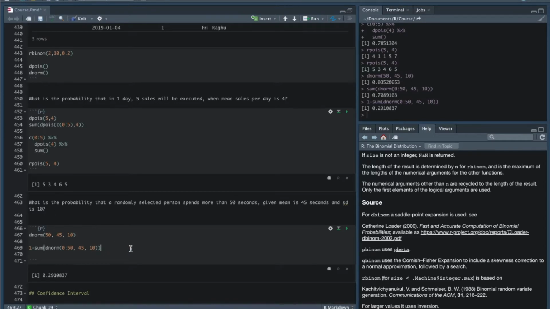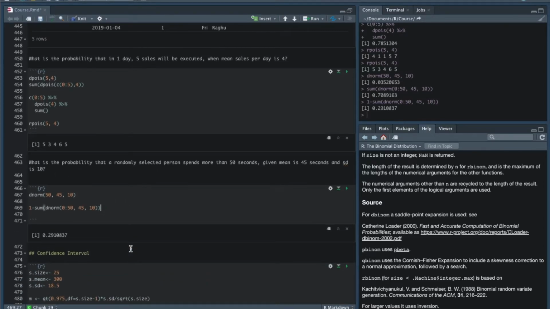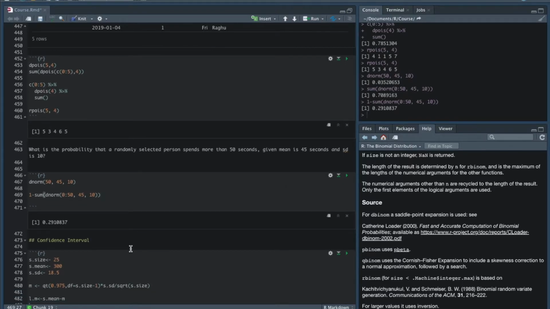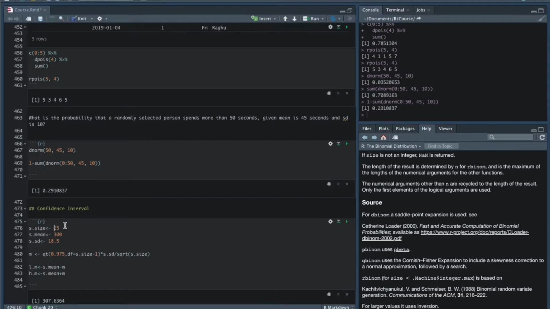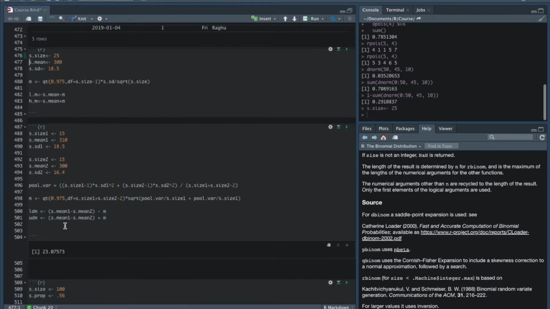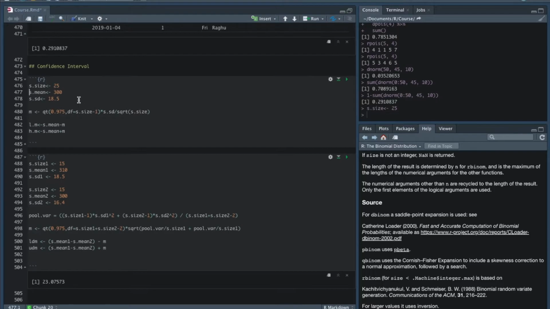Now, if you remember, we had shown an example where we selected samples from a population and had some sample parameters. What if we want to estimate the parameters of the population from the sample parameters? This is how we do it. For example, the sample size is 25, the sample mean is 300, and the sample standard deviation is 18.5.